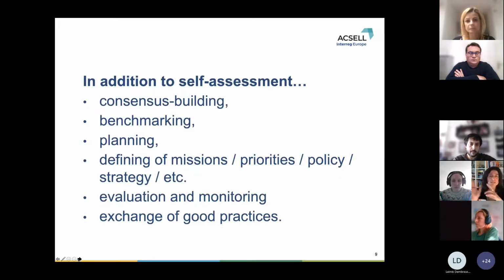So, in addition to the self-assessment, it's really helped on different levels and dimensions with consensus building, of course, and with benchmarking, which will then help with planning and defining of missions. Having this in an ecosystem is quite helpful to define the missions, the priorities and policies, the strategy that you want to move forward with. It's also wonderful for evaluation if you do it at the beginning and at the end: have we progressed? Monitoring and exchange of good practices can also be really helpful in that process. And like I said, I started off with the challenges, and I think one of the main values is identifying the challenges and how to resolve them and drive innovation. So I think that's it.